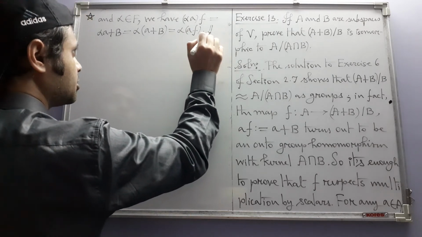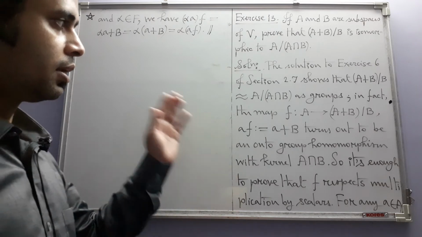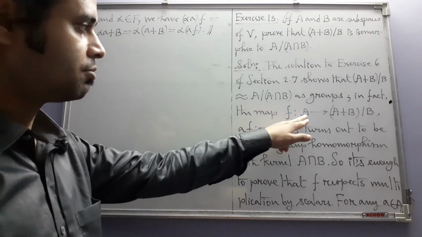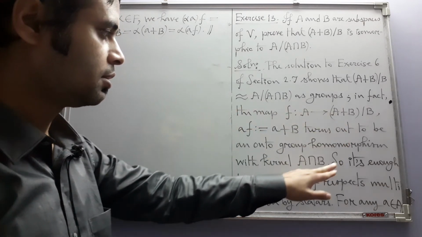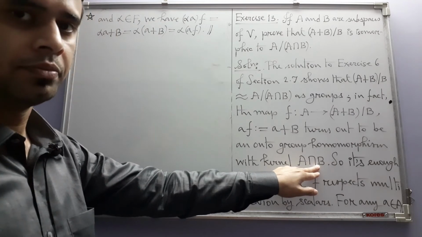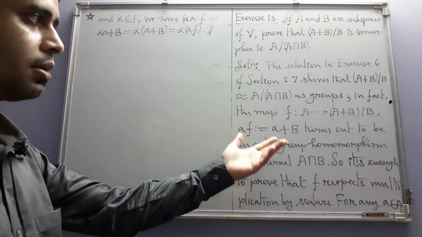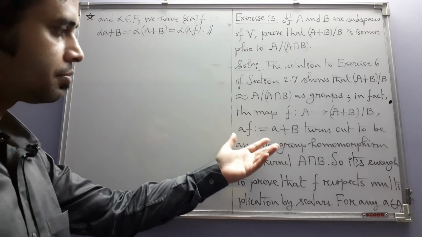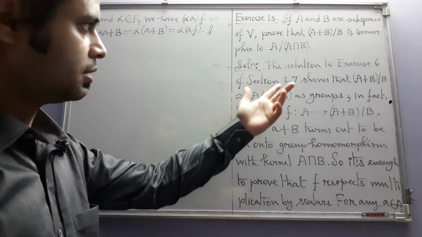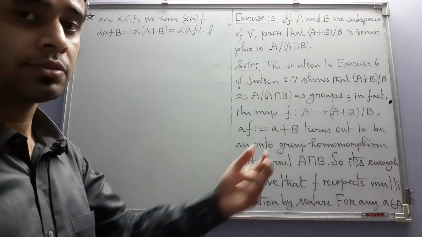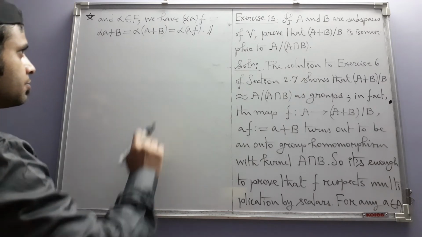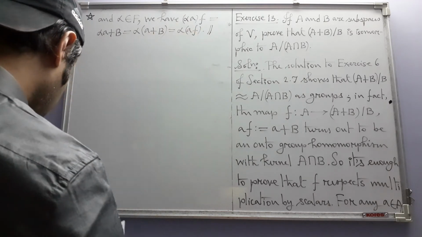And this now automatically implies that F is a vector space homomorphism from A into this space whose kernel is A ∩ B. So by the vector space isomorphism theorems, A/(A ∩ B) is isomorphic to (A + B)/B as vector spaces. So we end the solution here itself.